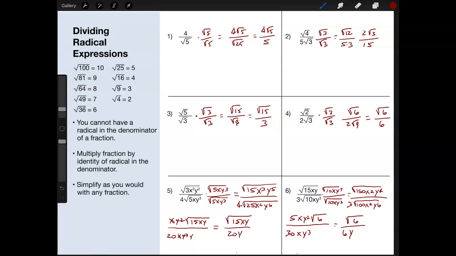So when dividing radical expressions, you need to eliminate the radical from the denominator by multiplying the top and the bottom by the identity of the radical denominator, and then simplify as you would any fraction.